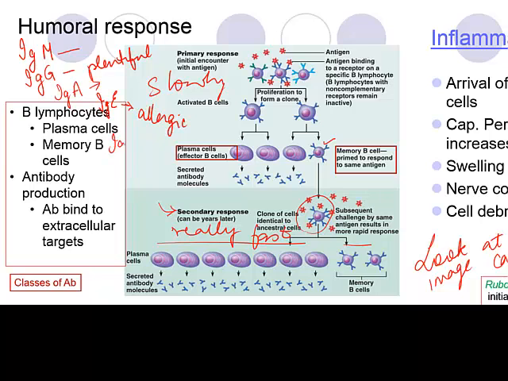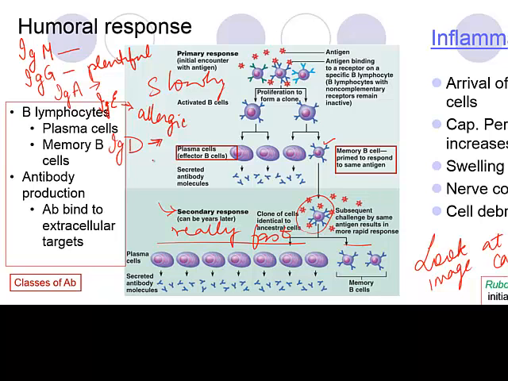And then we have IgD. They used to think the function was not known, but now they say their function is somewhat similar to lymphocytes. Okay, so these are the 5 classes of antibodies: IgM, IgG, IgA, IgE, and IgD.